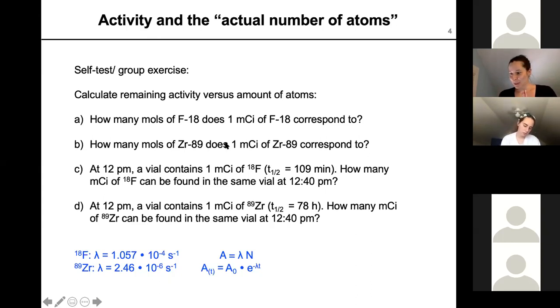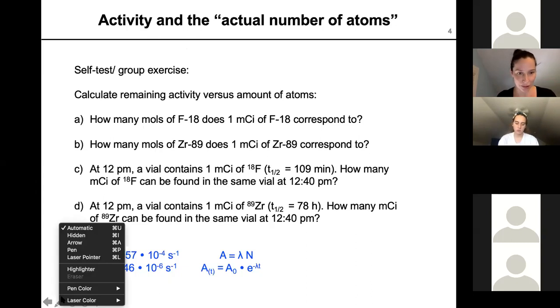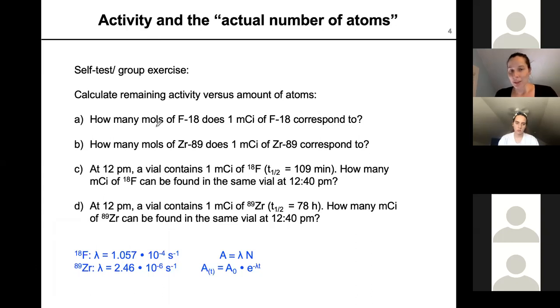So I'm going to resolve the numbers for you guys. I'll write them down. Let's see if I can use the pen. Okay, so how many moles of fluorine 18 does 1 millicurie of F18 correspond to? So that was roughly 5.8 times 10 to the negative 13 mole.